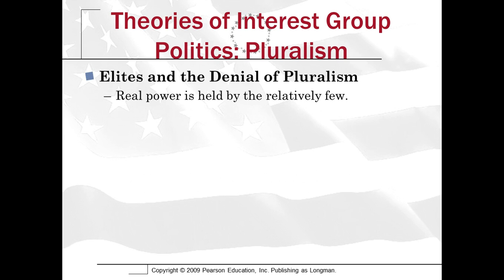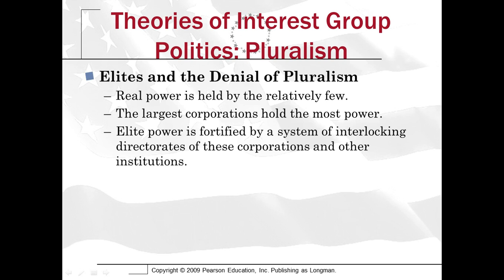Elite theorists deny this. They say that in reality, power is held by a relative few, and that power is based on money. And so the largest, most corporate interests hold all the power. So, for example, you think about an environmental group like, say, the Sierra Club, that's an interest group, or the Audubon Society, or Greenpeace, any group arguing to protect the environment. They are arguing for policies that are directly in opposition to what, say, the oil companies want. And an elite theorist will say this is a joke. The oil companies have all the money. They're going to get their way.